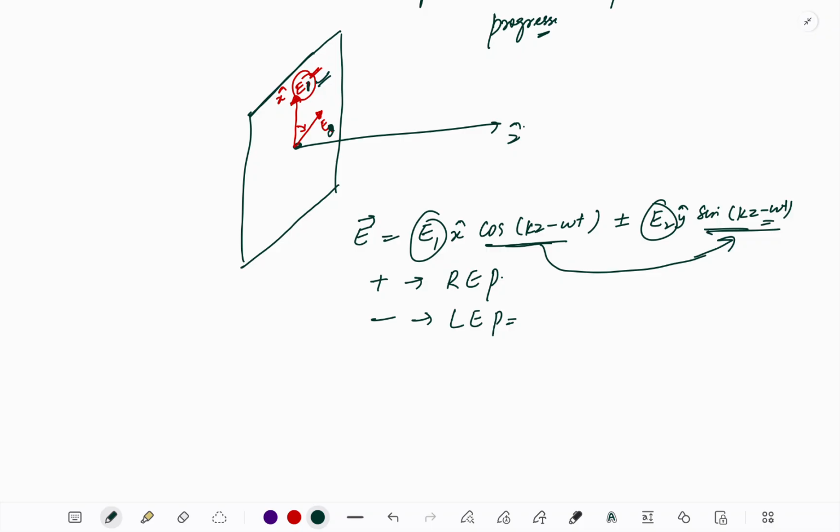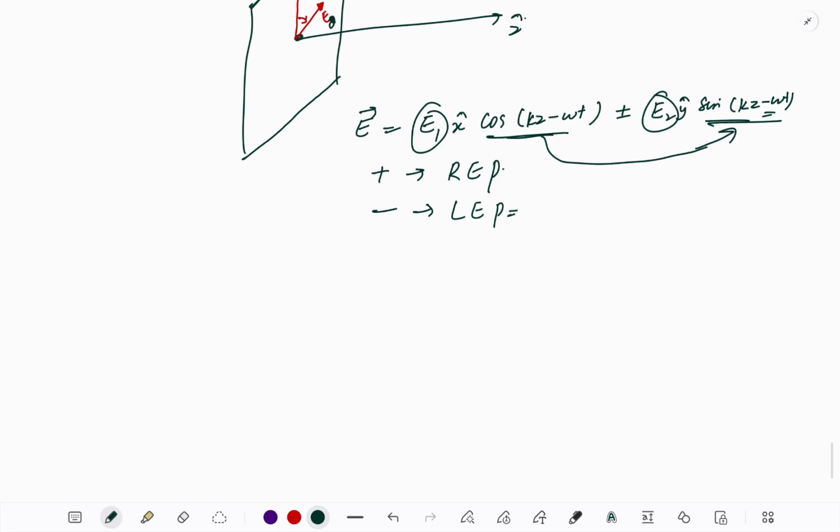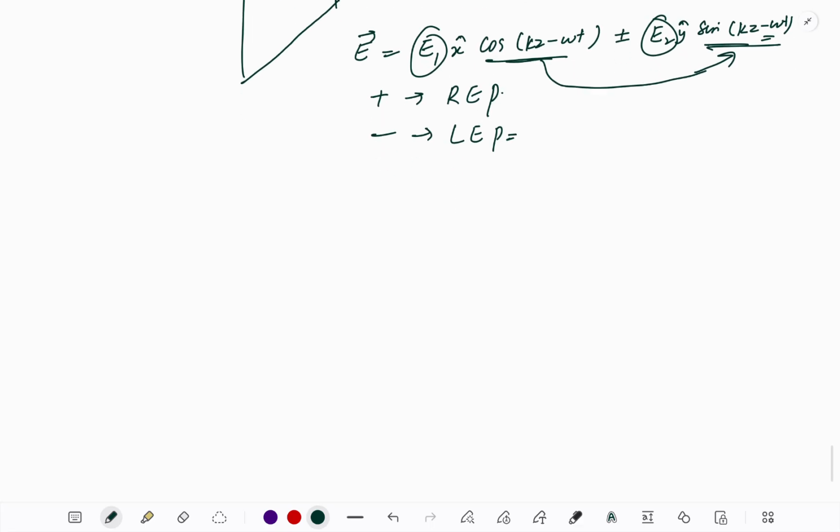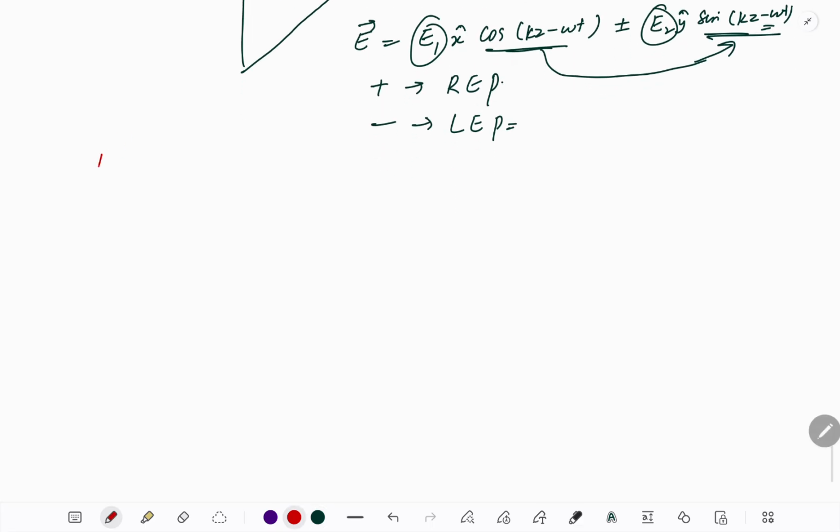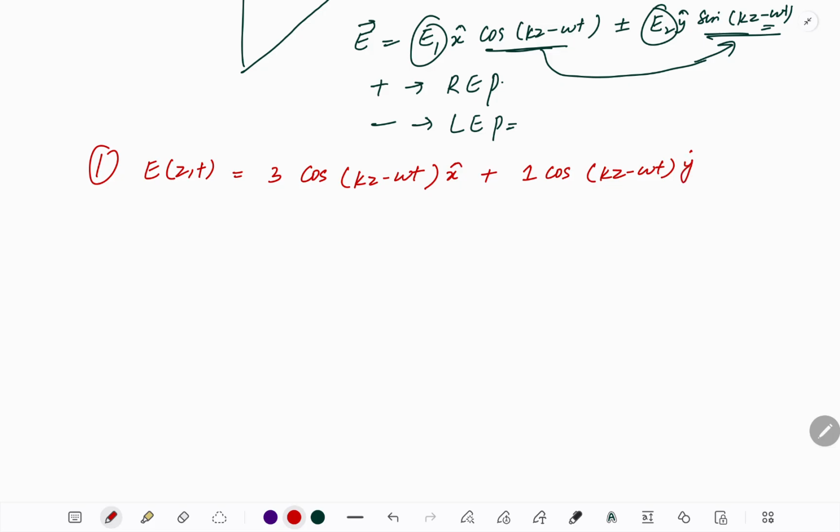circular, or elliptical polarization, and you can decide whether it is right circular or left circular. That depends upon the sign. Okay, so let me give you the first example. Let me write it like this: E(z,t) equals 3 cos of kz minus omega t x cap plus 1 cos of kz minus omega t. Be careful about it. y cap.